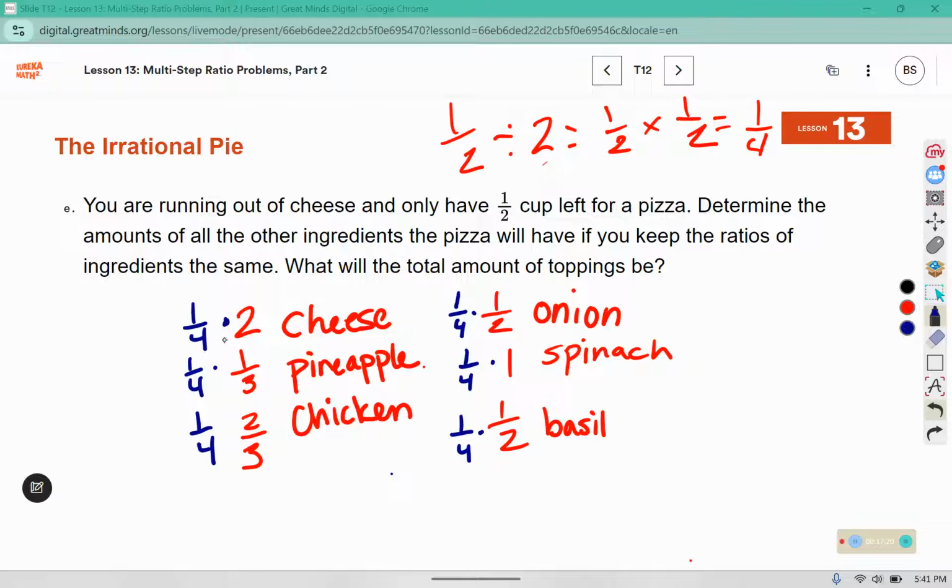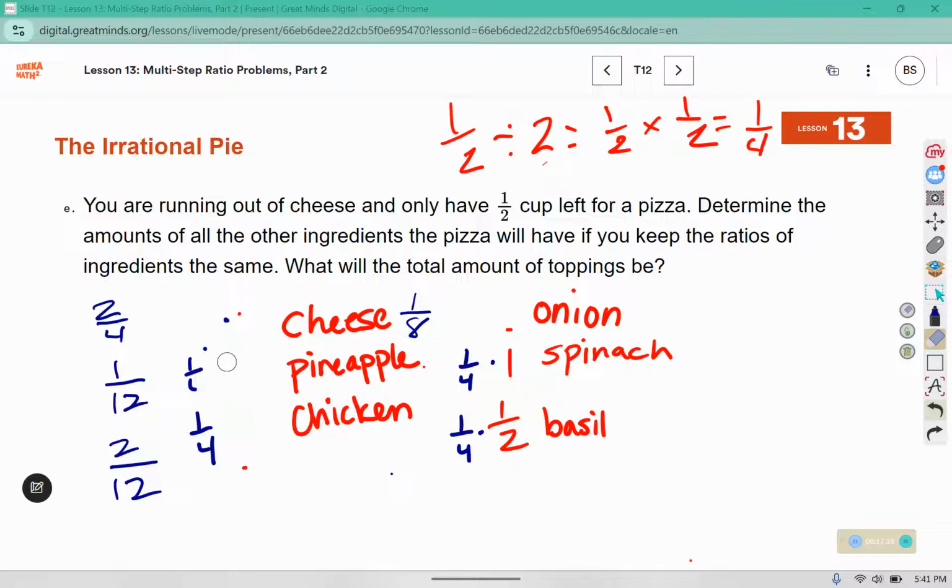All right, 1/4 of 2, that would be 2/4. 1 times 1 is 1. 4 times 3 is 12. 1 times 2 is 2. 4 times 3 is 12. 1 times 1 is 1. 4 times 2 is 8. 1 times 1/4 is just 1/4. 1 times 1 is 1. And 4 times 2 is 8.